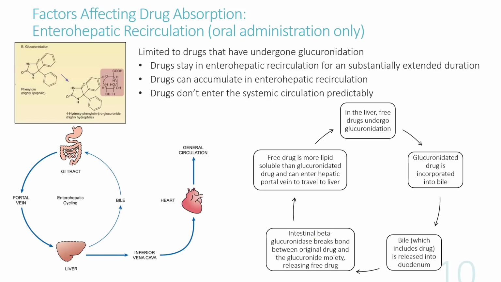This next thing is called enterohepatic recirculation, and again, it affects orally administered drugs only. So you start off the same way. Drugs are ingested orally, go into the hepatic portal vein, and from the hepatic portal vein, they go to the liver. Now, in the liver, the drug undergoes a metabolic reaction called glucuronidation, right? And this glucuronidated drug can be more easily incorporated into bile.